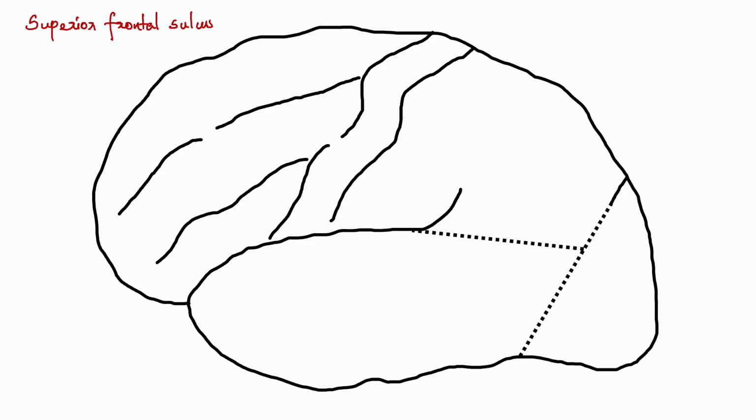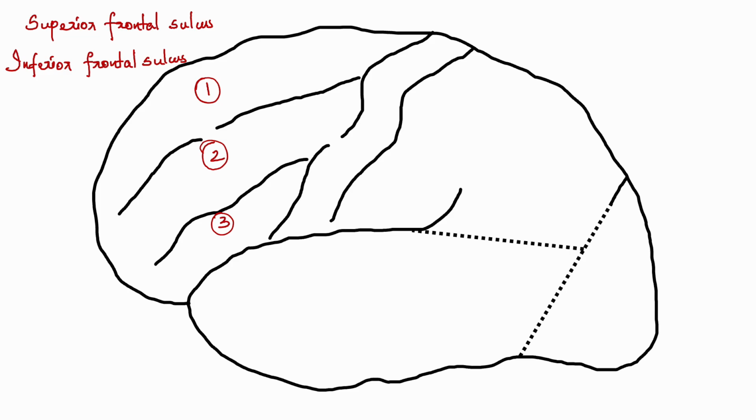Anterior to the precentral sulcus, there are two sulci called the superior frontal sulcus and inferior frontal sulcus, and they run horizontally. These sulci divide the region of the frontal lobe in front of the precentral sulcus into three. This is 1, 2, and 3. These are known as the superior, middle, and inferior frontal gyri.